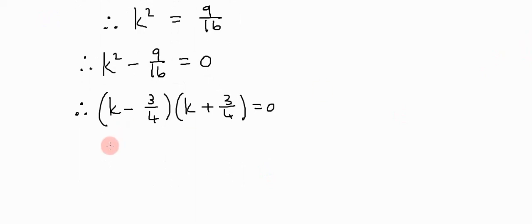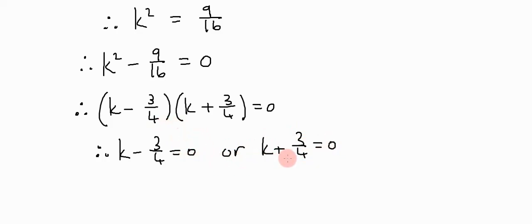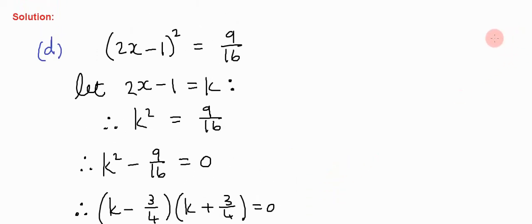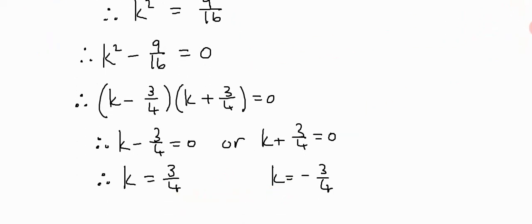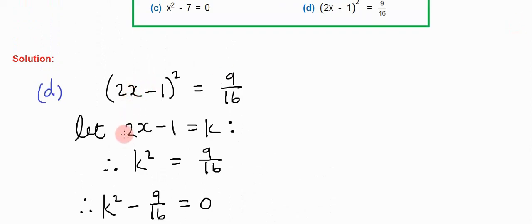And solving for k, k minus 3/4 must be 0, or k plus 3/4 must be 0. This, of course, is using the zero product rule. So solving for k, we can take the negative 3/4 to the right-hand side, and here we can take the 3/4 to the right-hand side. Of course, we were asked to solve for x. So now that we have the two values for k, we need to bring back the x's. Remember we said 2x minus 1 is equal to k.